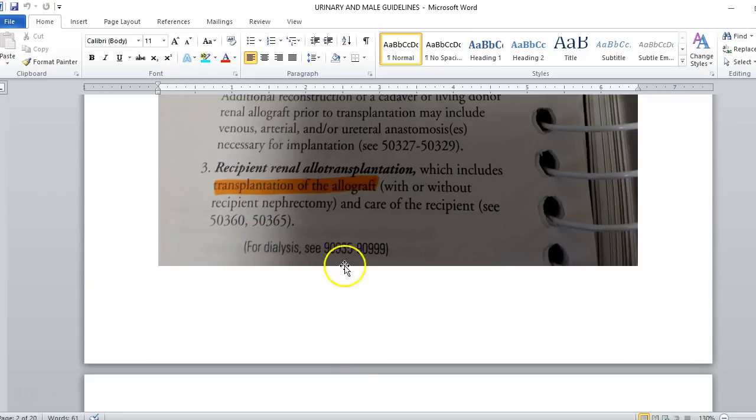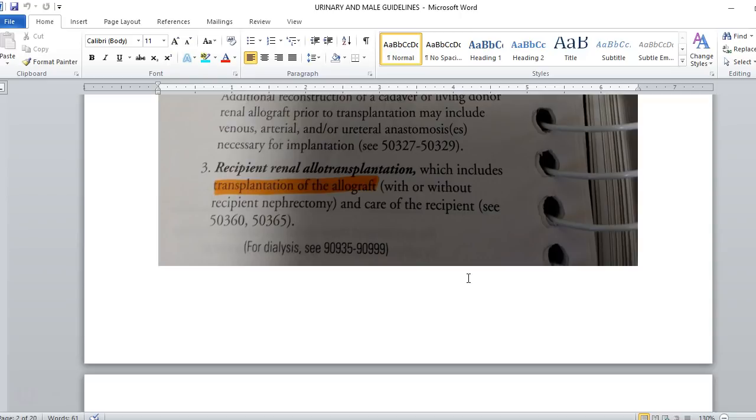And right here, it reminds us that dialysis comes from medicine. So keep that in mind. So again, what are we doing when we're doing the transplantation? And again, you can always look up transplantation and then the body part, or the body part, then transplantation. So you can look up transplantation kidney, or you can look up kidney transplantation.